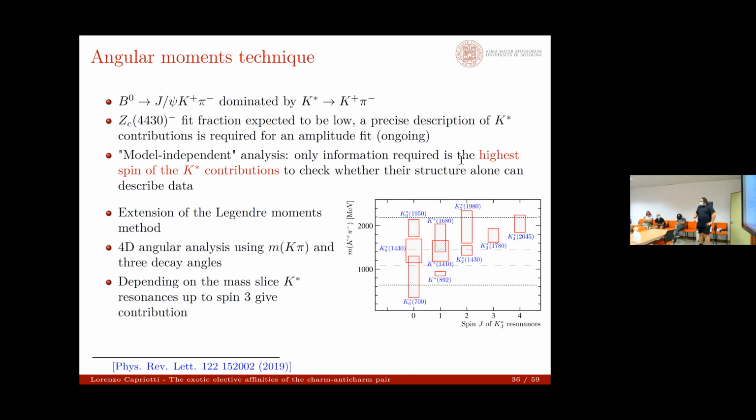So again, let's do it in LHCb with the Legendre polynomials. This is actually a slightly more complicated version. It's called the Legendre moments. It's the same idea, but a bit more complex. And again, we only use the highest spin of the K-star contribution that we expect to be there, based on the mass. So there's actually a different contribution given the different mass thresholds. And in this case, depending on the mass slice, we have K-star resonances up to spin 3.